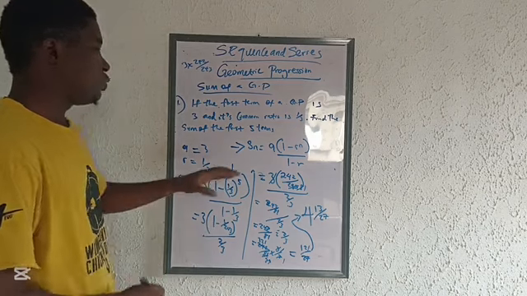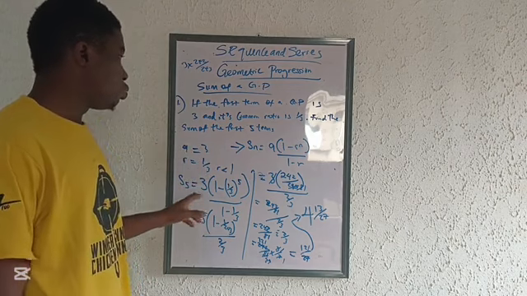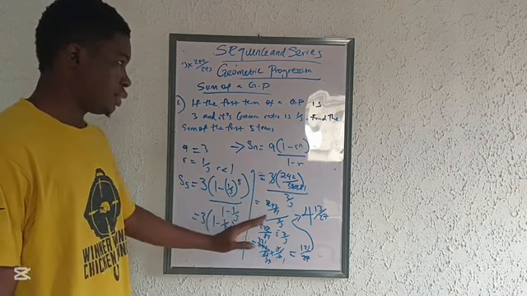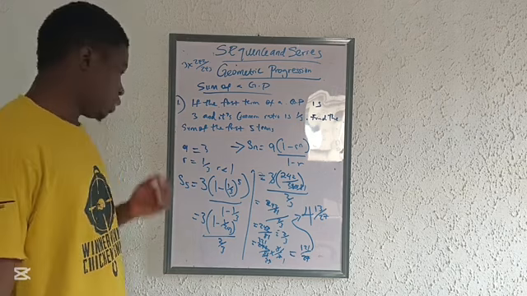So if you look at it, we did it for r less than 1. This is the formula. You get it, then we worked it like that, like that, and we got our answer.